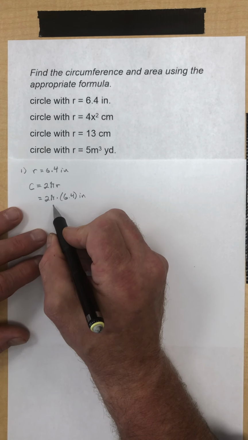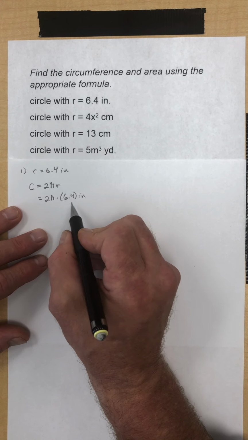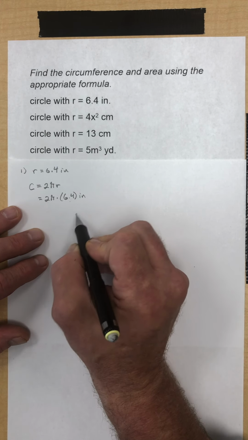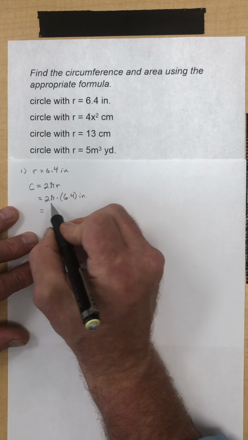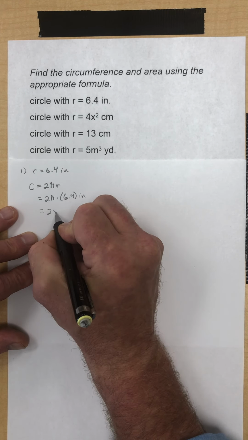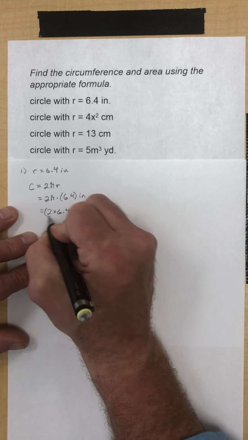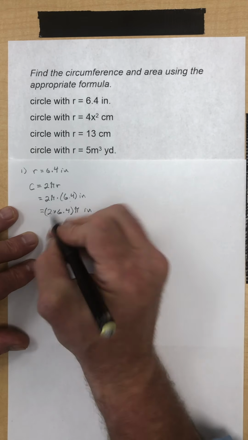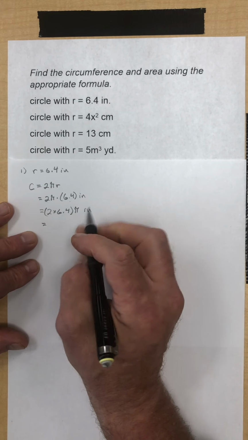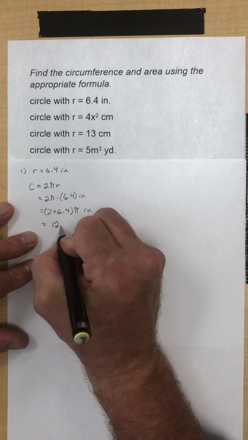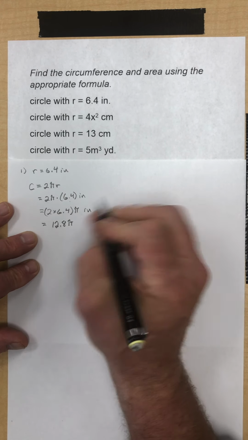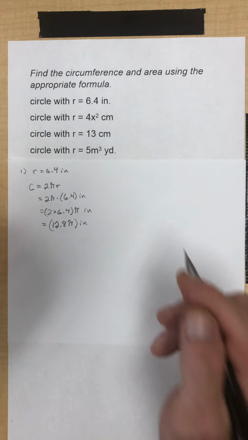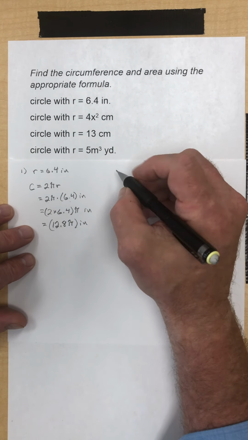So the pi acts like a variable, so it would be like 2x times 6.4. We just multiply the 2 times the 6.4 and leave that pi hanging on the end. So in our head, we go 2 times 6.4 right there, and then we'll have a pi, and then we'll put our inches. So 2 times 6.4 is 12.8. So I'd have 12.8 pi inches. That's easy enough.